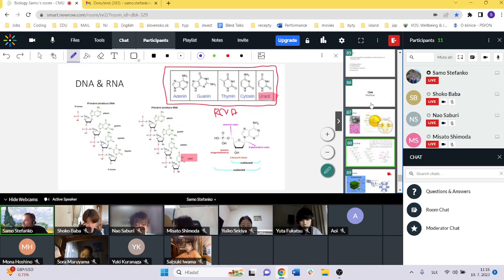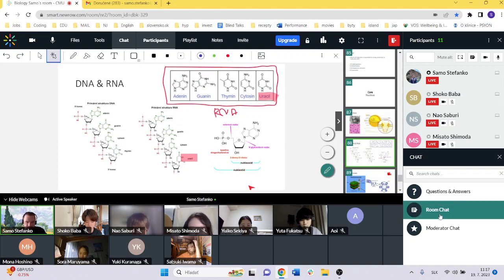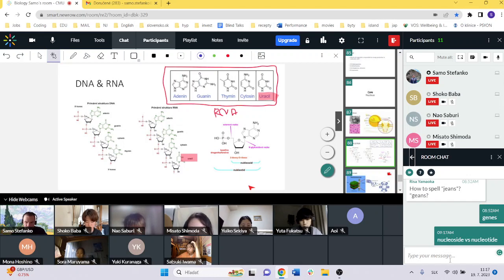One more thing regarding the difference between the terms which can seem very similar. Nucleoside and nucleotide. This is not the correct spelling. Check the correct spelling in the room chat. Nucleoside versus nucleotide. Open the room chat, please. And here we have the correct spelling. Okay, nucleoside versus nucleotide.